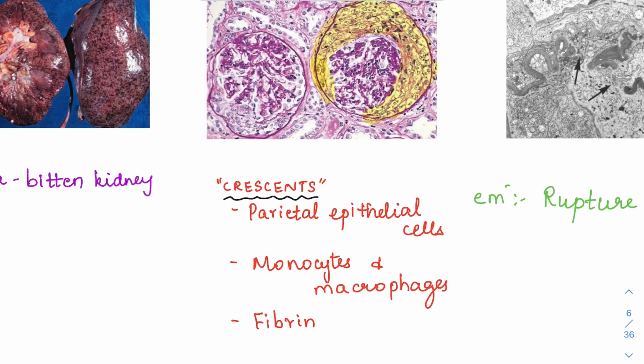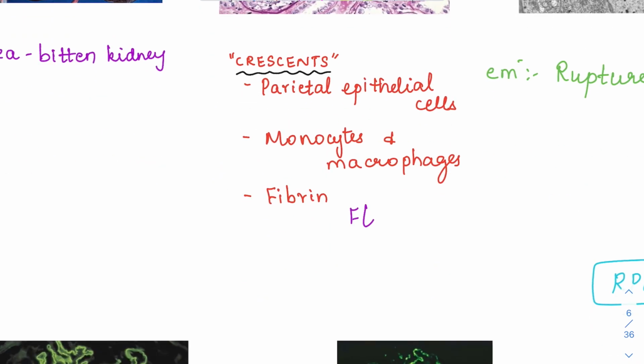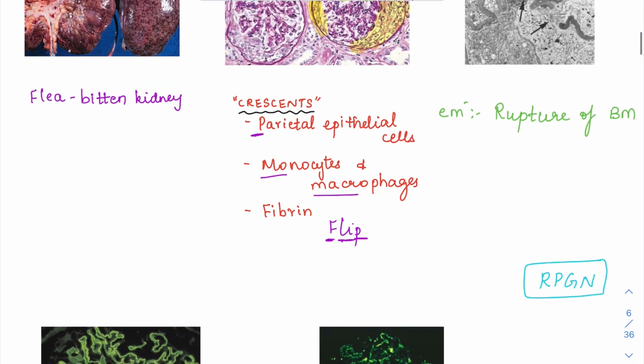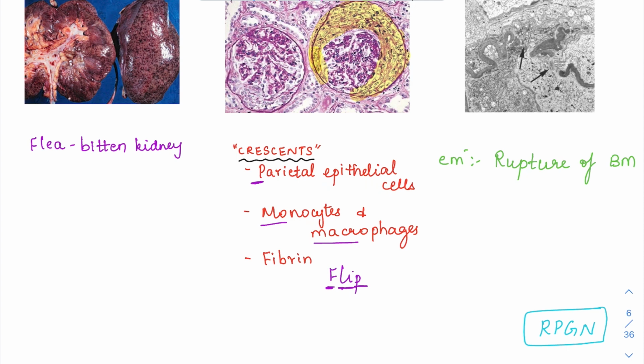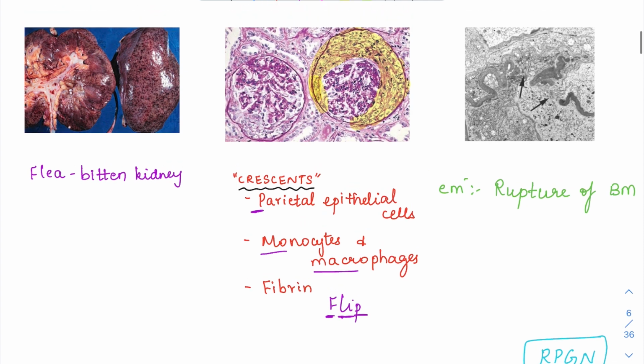So how do you remember the composition of these crescents? Remember it as FLIP. So F stands for fibrin, L stands for leukocytes, that is monocytes and macrophages, I, immune cells also you can take, and P stands for parietal epithelial cells. So remember FLIP, you will not get confused. So students usually tend to get confused between parietal epithelial cell proliferation and visceral epithelial cell proliferation. So in crescents, we have parietal epithelial cell proliferation, while in collapsing FSGS seen in HIV associated nephropathy, there you are going to have visceral epithelial cell proliferation.